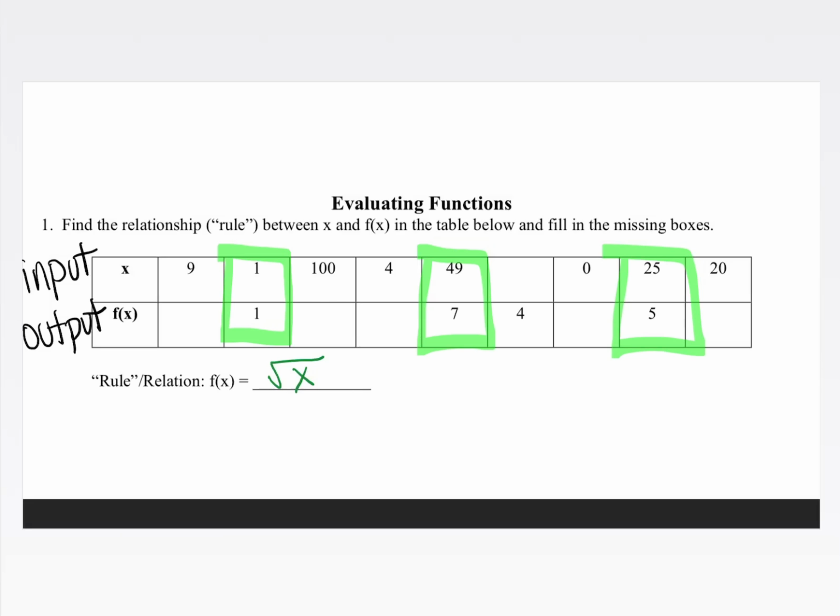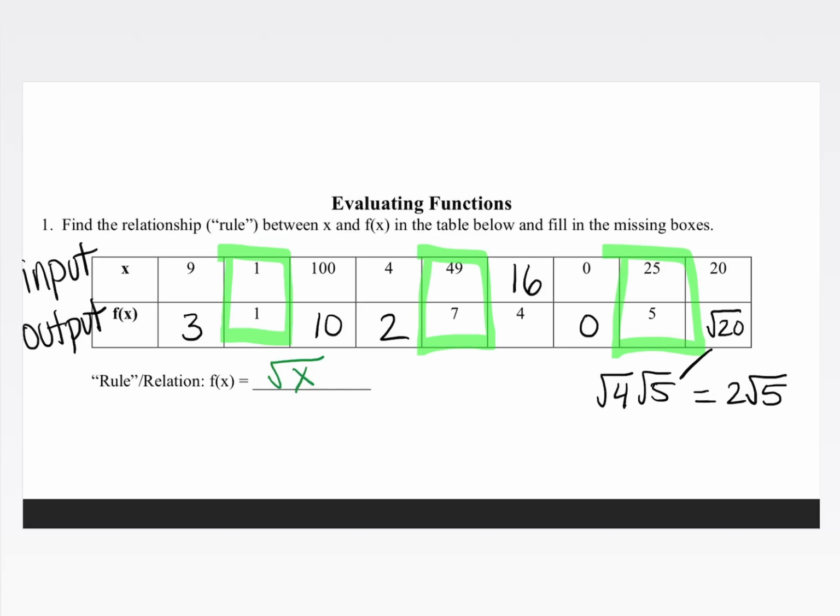The square root of 9 is 3. The square root of 100 is 10. Square root of 4 is 2. 4 squared, so if we want to go backwards, would be 16. The square root of 0 is 0. And the square root of 20 can be broken down into the square root of 4 times the square root of 5. And since we know the square root of 4 is 2, this can be 2 root 5, or 2 times the square root of 5.